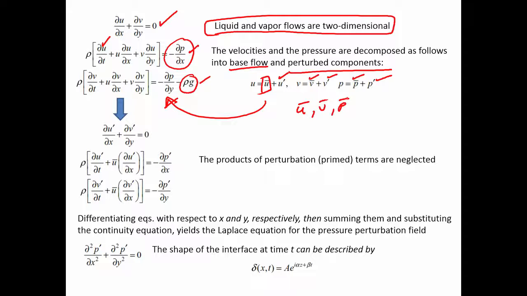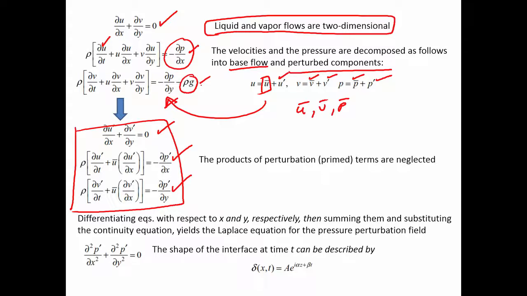Based on this substitution, you now arrive at three additional sets of equations. The first one is nothing but du prime dx plus dv prime dy, that is the continuity version of the perturbed component. The next component is this, the next component is that. Why the g actually drops down is because it does not have a perturbation. And we have assumed that the density is of course fixed, so there is no perturbation on the property.